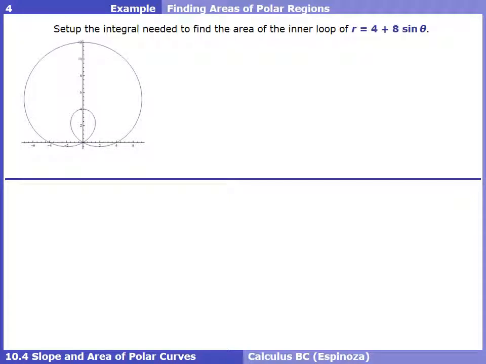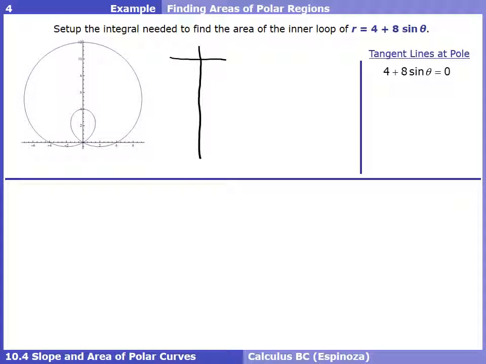So here we have our graph of 4 plus 8 sine theta. We want to set up the integral needed to find the area of our inner loop. So what we need to do is to find the tangent lines at the pole. But I think before we do that, it's going to be very helpful, like you heard me saying in 10.3, and I'm going to do it for this example, to figure out how this graph is traced out if you were to plot the points. So if you want to make this little table on the side, just so it doesn't take up the space for the notes here, you can.